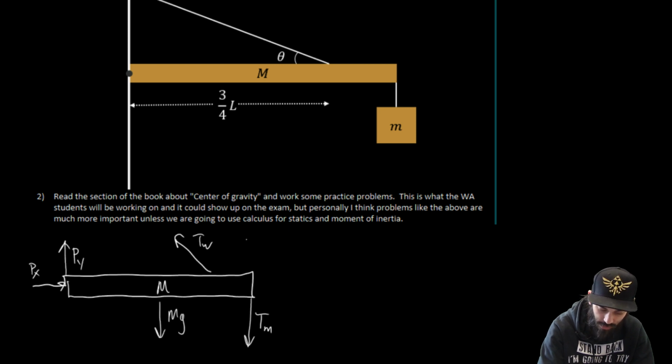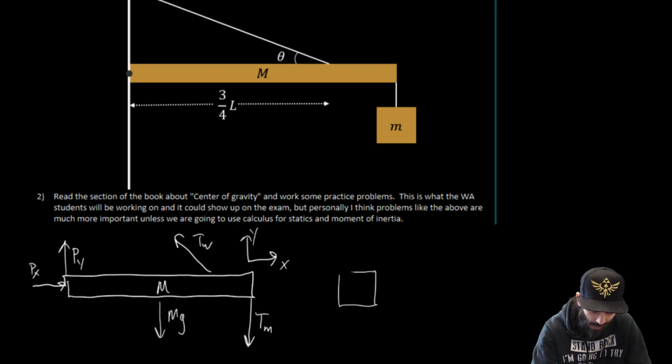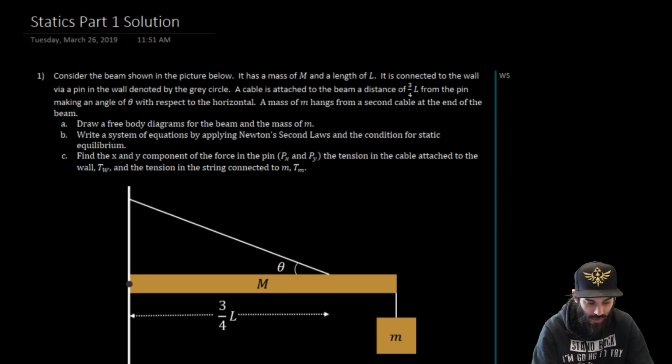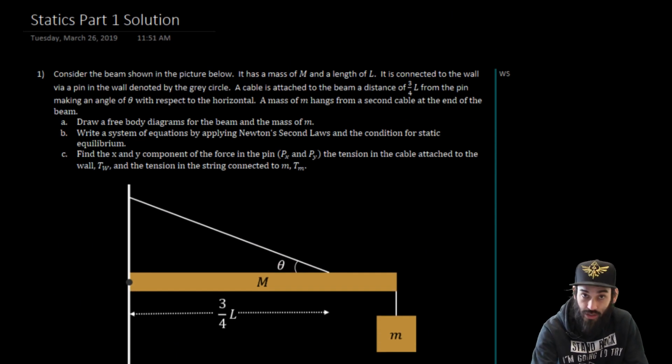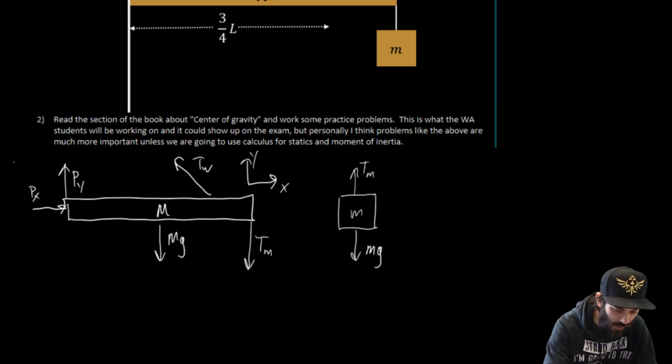Now we also want to put here some coordinate systems, so when we're summing our forces, we know what the positive direction is going to be in x and y. Then the other mass that we have here is going to have this tension T sub lowercase m going up, and mg going down. Once we have that, we want to write a system of equations by applying Newton's second law and the condition for static equilibrium. So this is part A, this is part B.